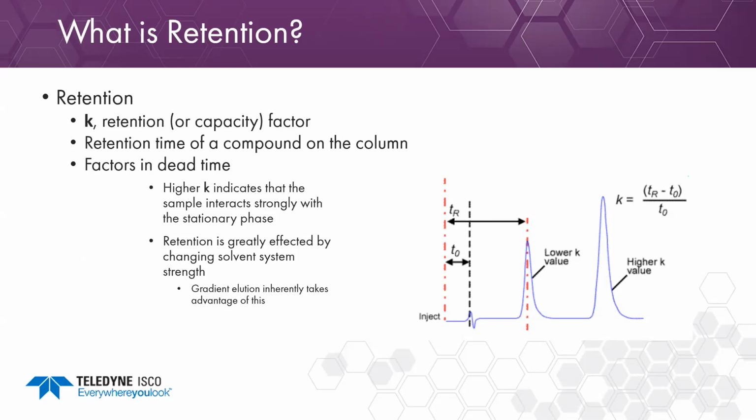The retention is greatly affected by changing the solvent system strength. So with gradient elution, as we go from 0 to 100% B, we increase the strength. This inherently takes advantage of modifying the retention from a high k value, where the compound is staying on top of the column, to a lower one. As we increase the strength, it starts to travel.